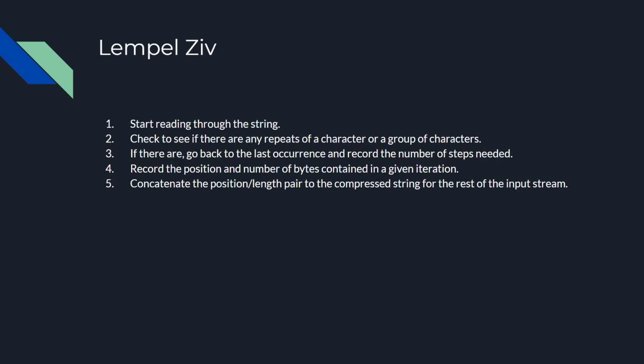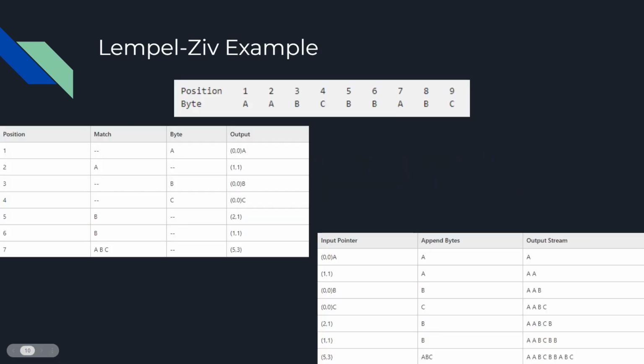After that, you concatenate the position-length pair into the compressed string, and then you can also decompress by reading backwards through the compressed string. Now let's look at an example. So here we see that the first byte is just A. Since there aren't any A's before because it's the first byte, it's recorded as 00A.